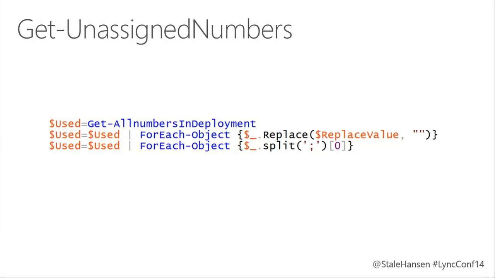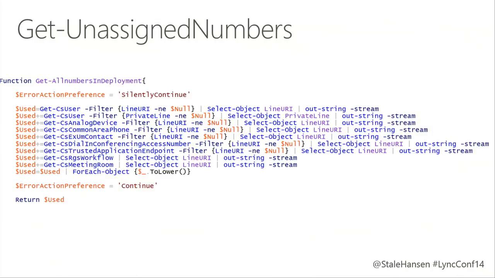Then I have the get all numbers in deployment. It uses that in order to find all the numbers. And I strip off the replace value here, which is the tel: plus, which is removed. And then also remove everything that's behind, typically an extension. So I get a clean number to work with. So it's easier for you guys to reuse this function as well and use it for what you want to do. It's just something that finds all the numbers and puts it into an array for reuse.